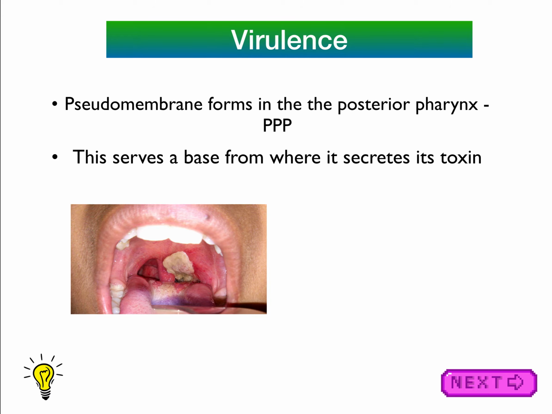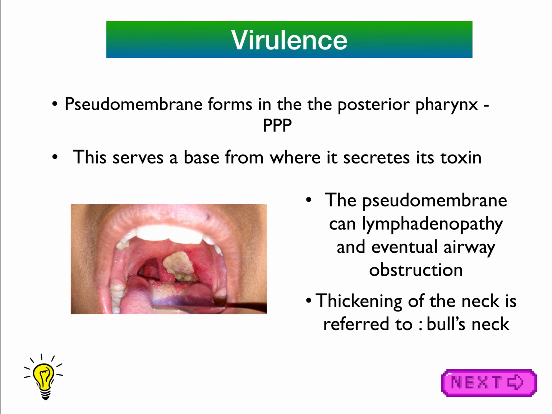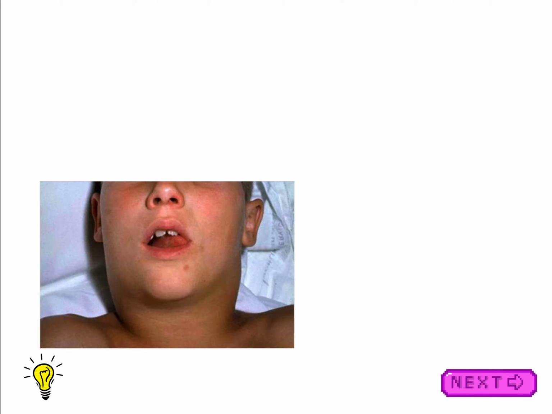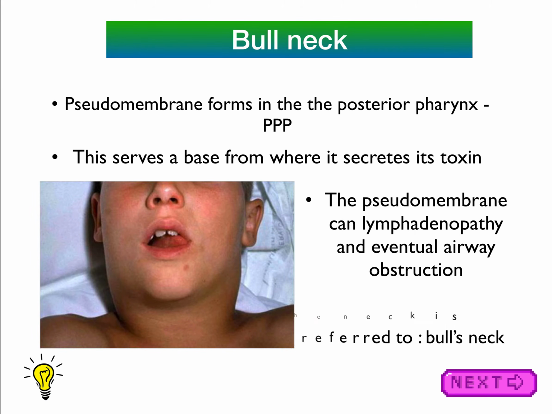Here is a picture of your pseudomembrane. Now, if you as a doctor try and scrape that out, that will harm the situation more than it will do any good. Okay, the pseudomembrane can cause lymphadenopathy and eventual airway obstruction. Thickening of the neck is referred to as a bull's neck. And here is exactly the same slide, but with the bull's neck picture over here. You can see the visual abnormal enlargement of the thickening of the neck as well.